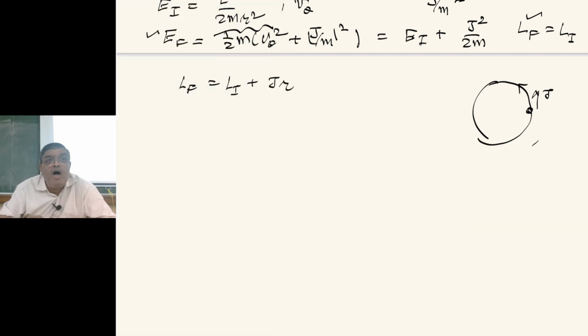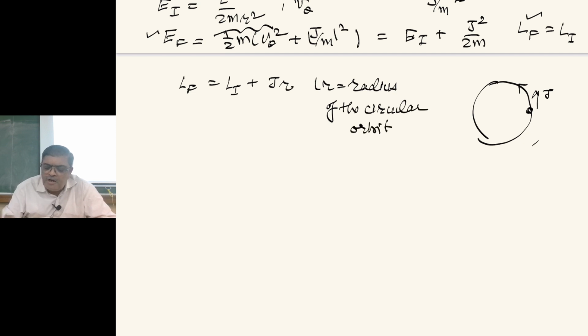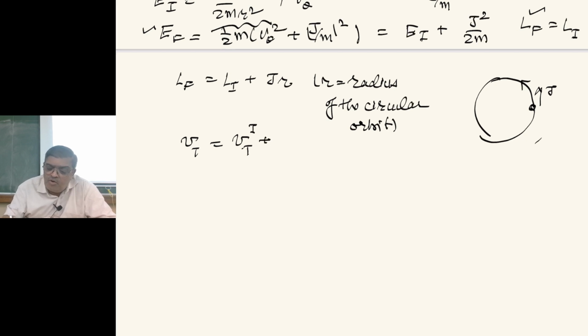So it's going to be J times R, where R is equal to the radius of the circular orbit. Okay, what happens to the energy? The tangential velocity is now going to be equal to the initial tangential velocity plus J divided by M. Is that right? So what is the total energy then?